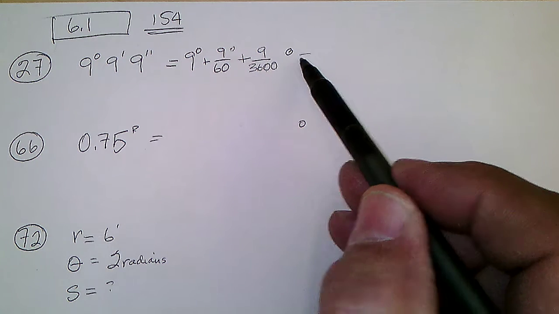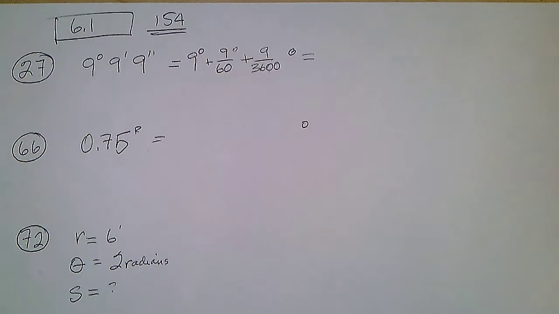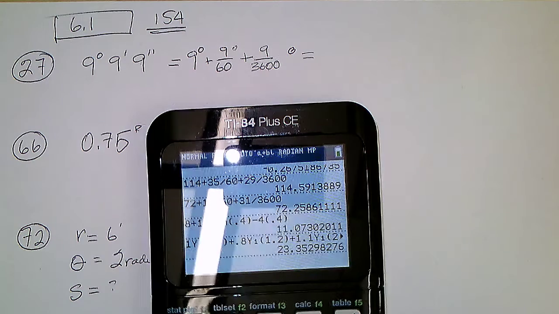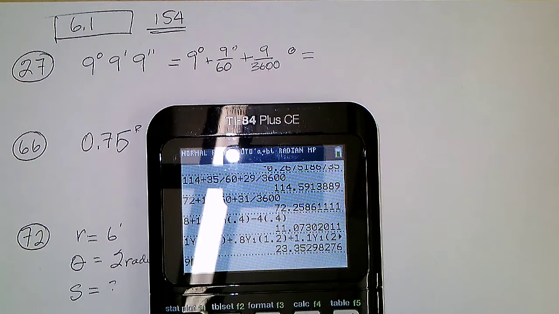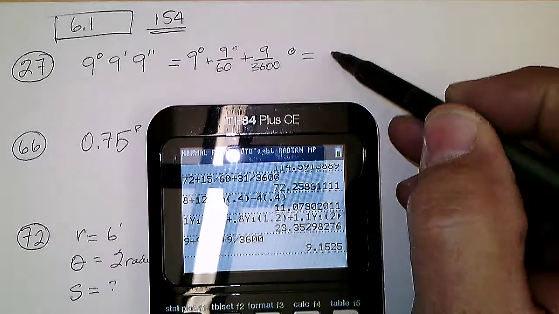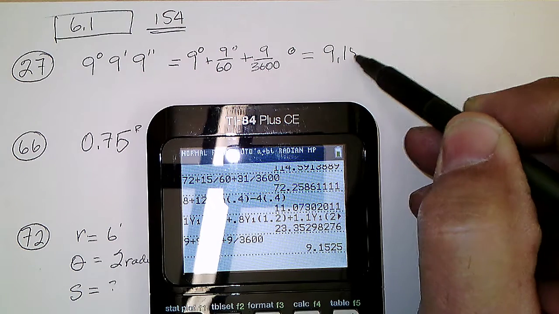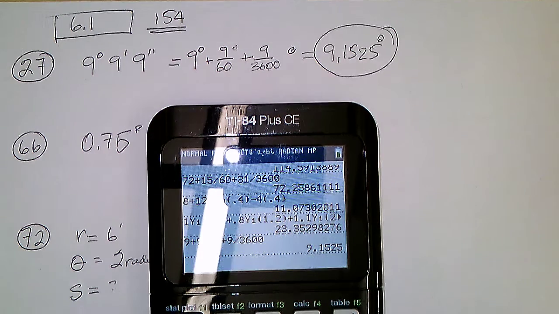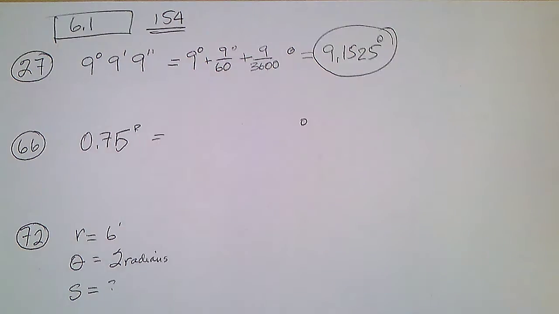And so this works out to be, using my calculator, 9 plus 9 divided by 60 plus 9 divided by 3,600, and I get 9.1525 degrees. Next one.